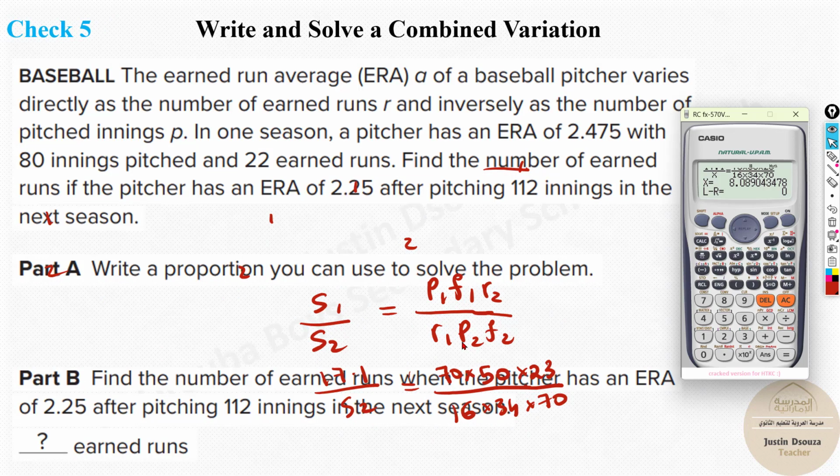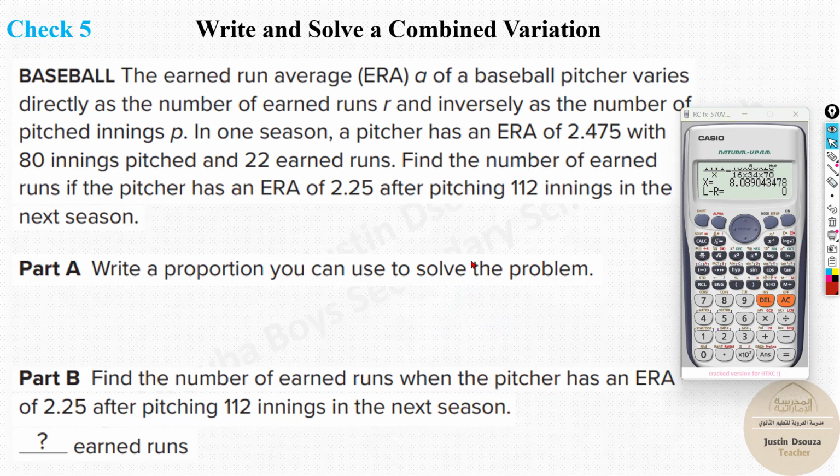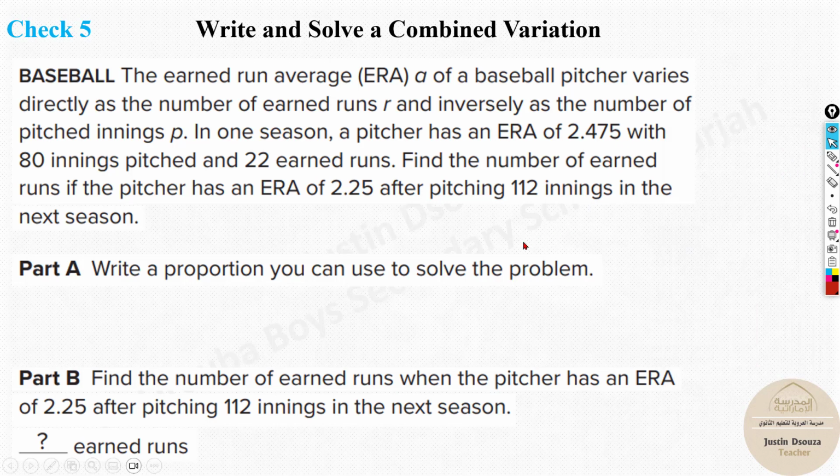That's it. And now we have a real world problem over here. I would highly encourage all of you to pause the video now and please do this by yourselves, and then we will continue. I hope you tried it by yourself. Now let's see over here the earned run average, ERA, of a baseball pitcher. I'll just take it as A. A1 varies directly with the number of runs earned, R1, and inversely with the pitched innings, P1.